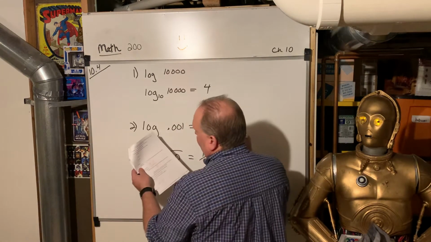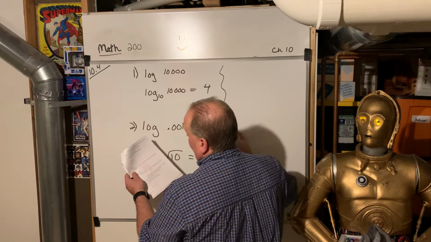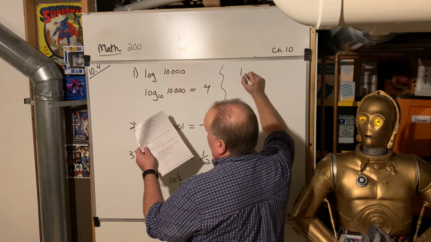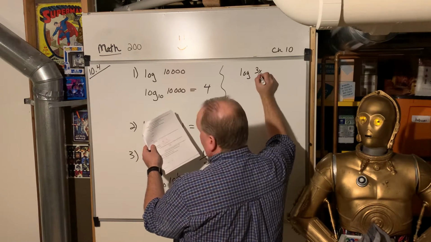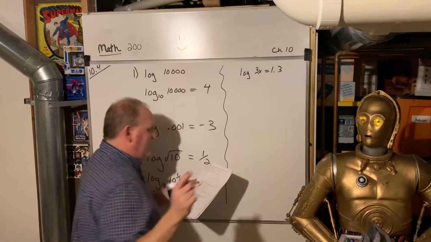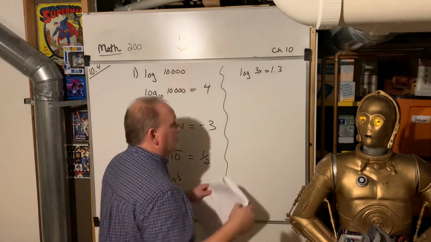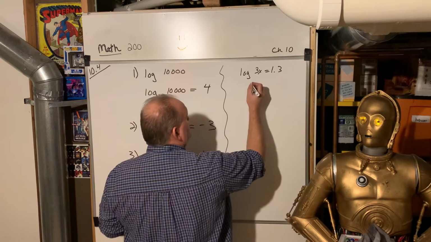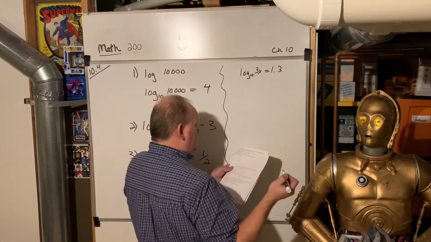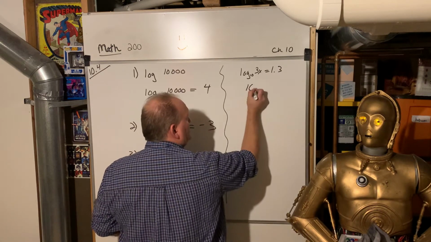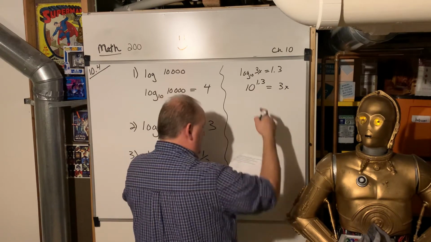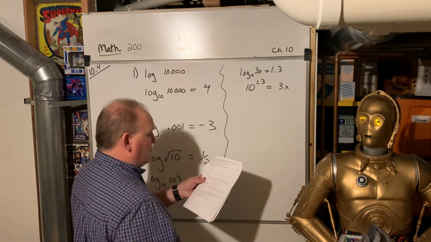All right. So what if they say solve log of 3x is equal to 1.3? Well, think about what that is. You need the calculator to do the exponent, but you don't need the log button, because this is log base 10. So sneak the 10 in there and write this as an exponent. It's 10 to the 1.3 power is equal to 3x.